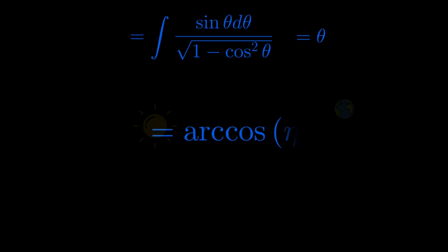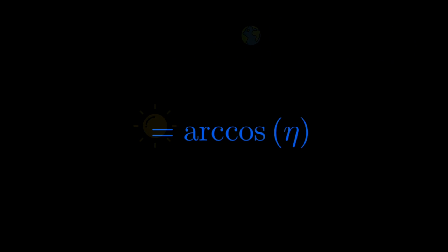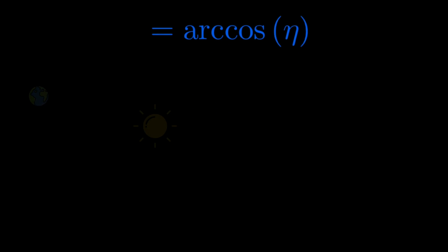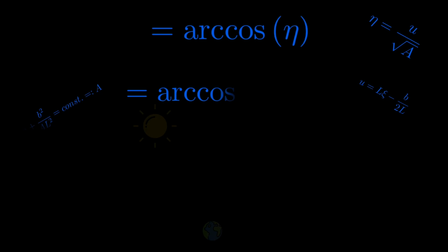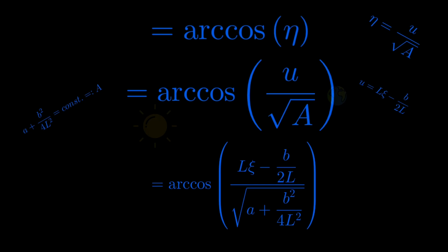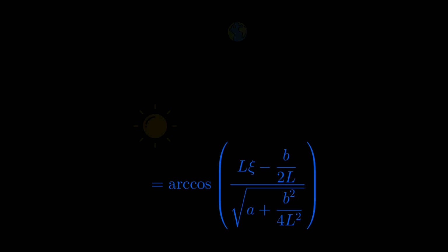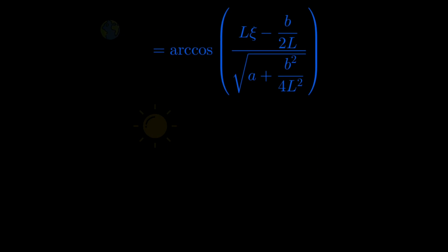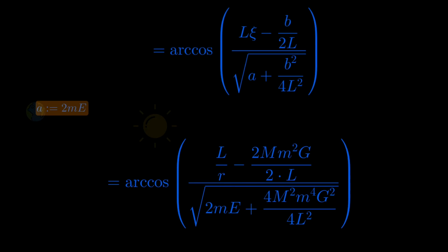And now all we have to do is run back our substitutions and plug in step by step, beginning with eta. First, we plug in u over the square root of capital A for eta. Then we put in the expression for u, which is L xi minus b over 2L, and the one for A, being small a plus b squared over 4L squared. And we already see our solution growing like a tree. Finally, we plug in the expressions for the small a, which is just 2mE, and b, which is 2 times the mass of the Sun times the mass of the planet squared times the gravitational constant. And this is how we end up with the final solution.